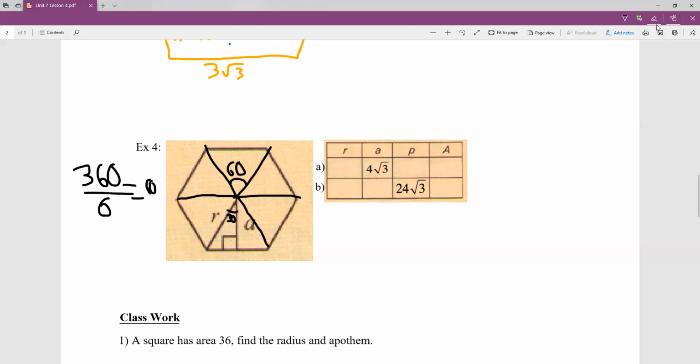So I'm going to draw a little picture up here for myself. If I have a 30, 60, 90 triangle, my small side is always x, my medium side is x√3, and my hypotenuse is equal to 2x. So in this case, my radius is the 2x part. Half my side is my x, and x√3 is my apothem.